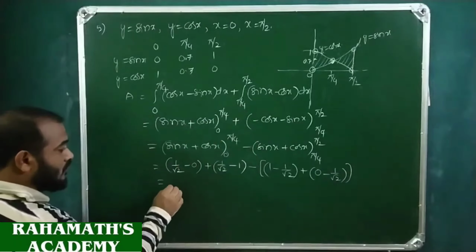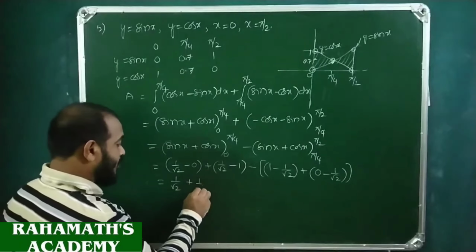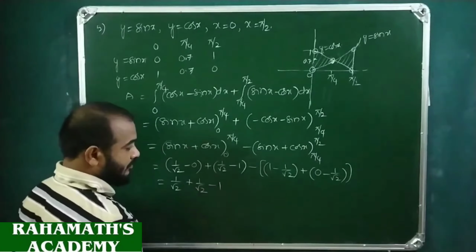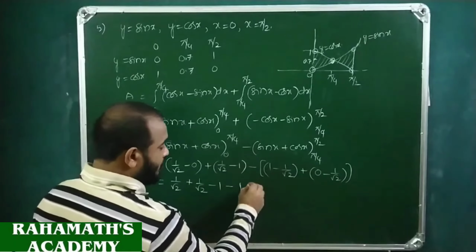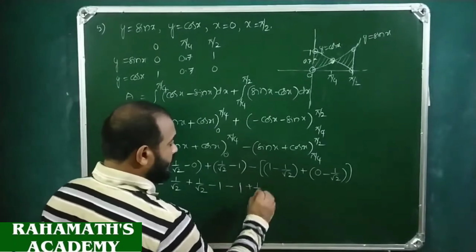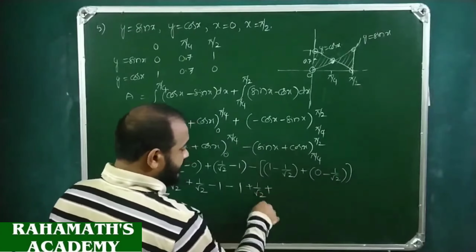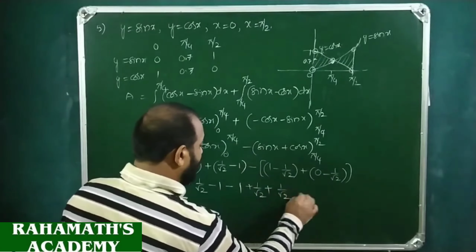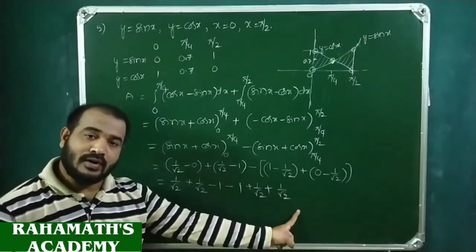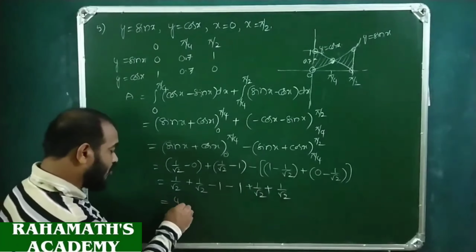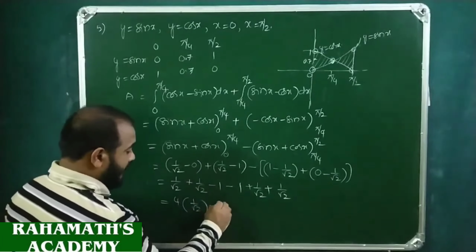This is equal to 1 by root 2 plus 1 by root 2 minus 1 minus 1, minus into minus is plus 1 by root 2, minus into minus plus 1 by root 2. Here 1 by root 2, 1 by root 2, 1 by root 2, 1 by root 2, 4 into 1 by root 2, minus 1 minus 1, minus 2.